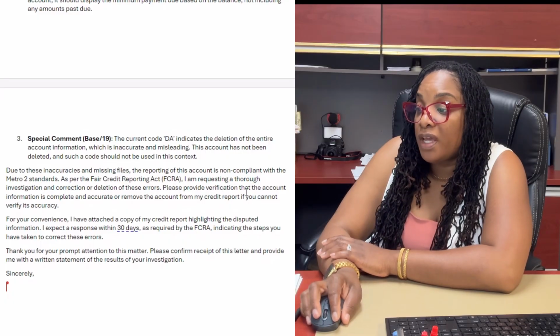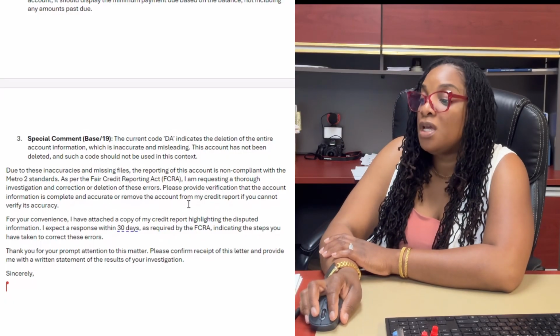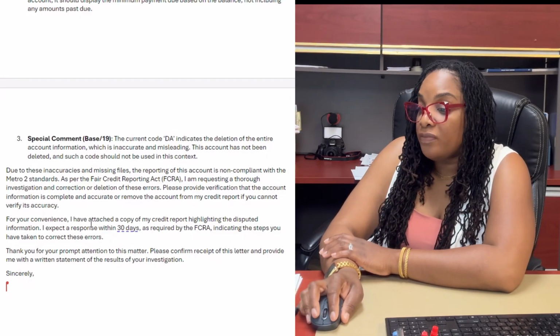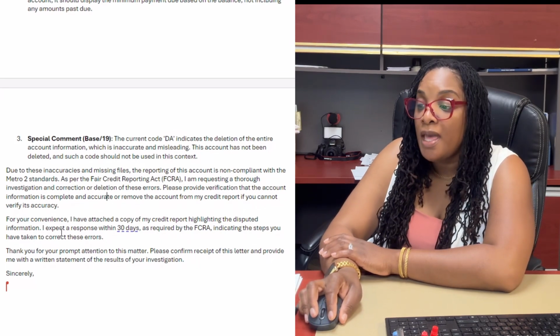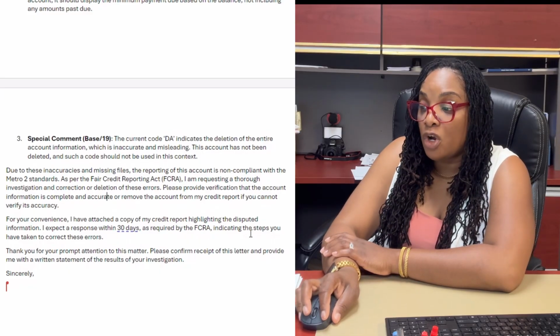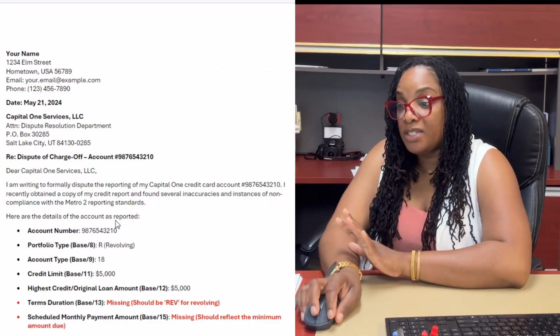Please provide verification that the account information is complete and accurate, or remove the account from my credit report if you cannot verify its accuracy. For your convenience, I have attached a copy of my credit report highlighting the disputed information. I expect a response within 30 days as required by the FCRA. So this is going to be basically the letter in a nutshell.